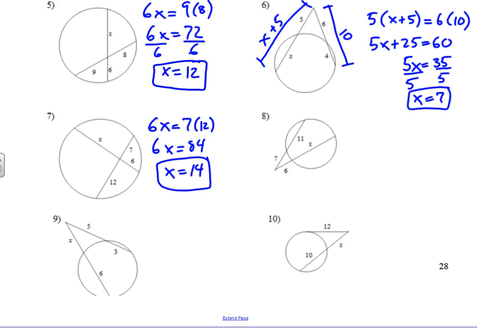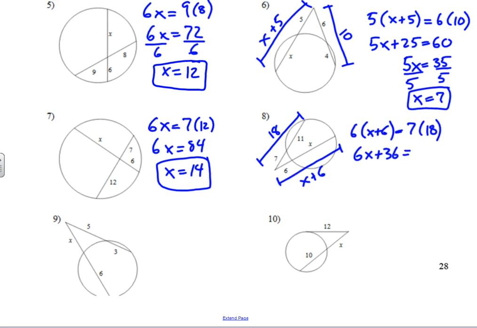So here we are again. What do we have? 2 secants. Let's figure out what the whole length is. The whole length here is x plus 6. So outside times the whole equals outside times the whole. So this would be 6x plus 36 equals 7 times 18, which is 126. When we subtract 36 from that, we're going to get 6x equals 90. And when we divide that by 6, we're going to get x equals 15.